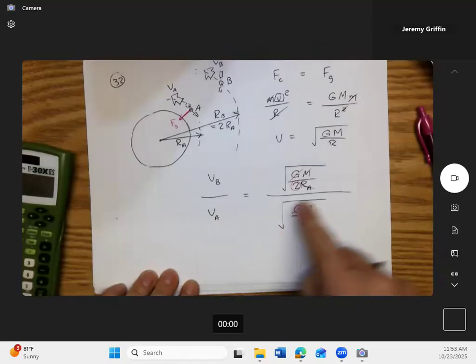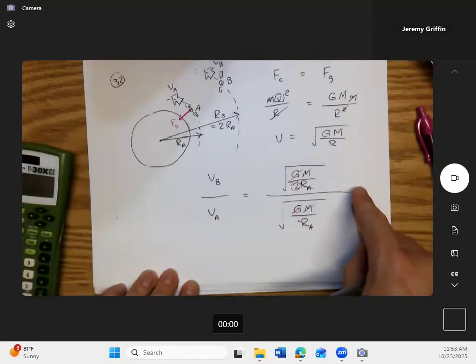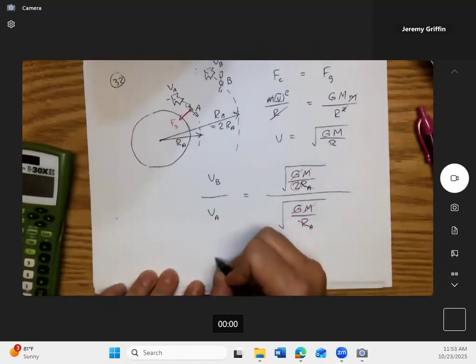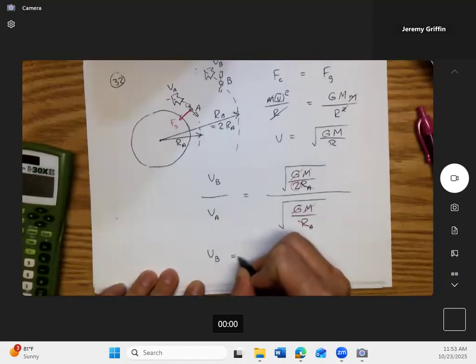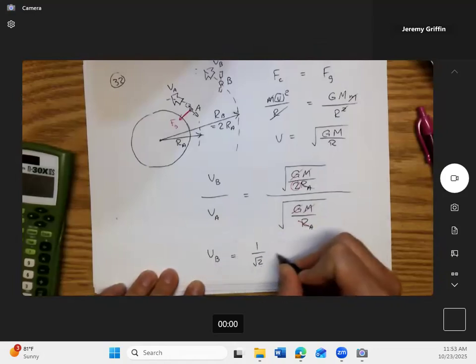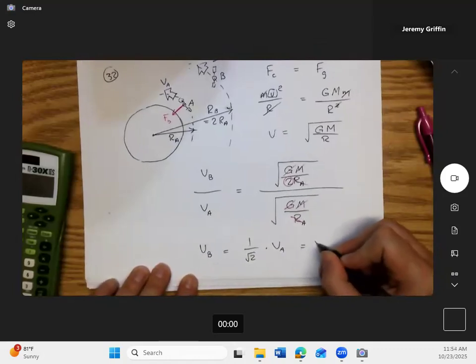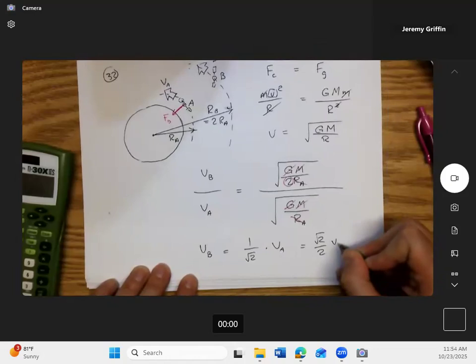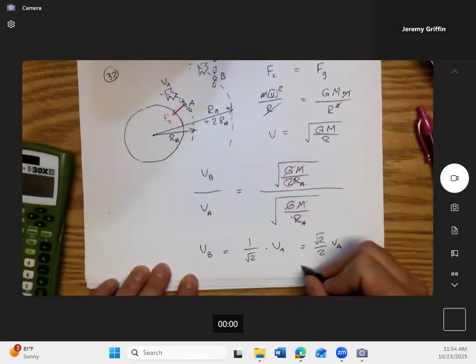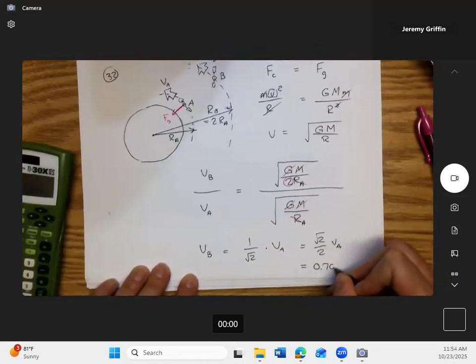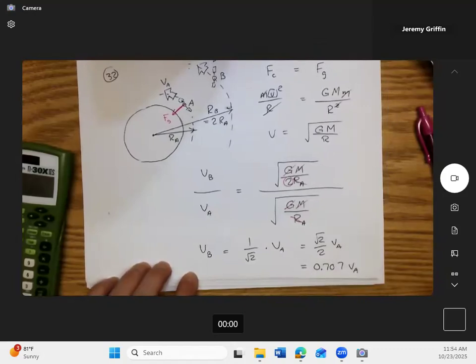Then can I cross multiply the b sub a? Yeah. So v_b equals 1 over the root 2 times v_a. Okay. Could you also call it root 2 over 2 times v_a? Is that the same thing? Or 0.707 v_a. Those are all the same thing.